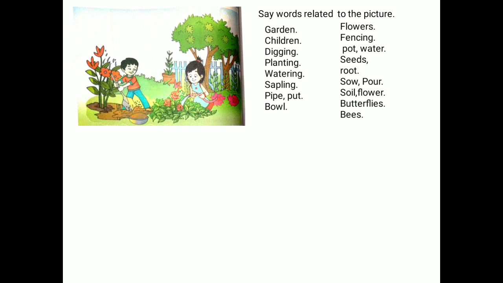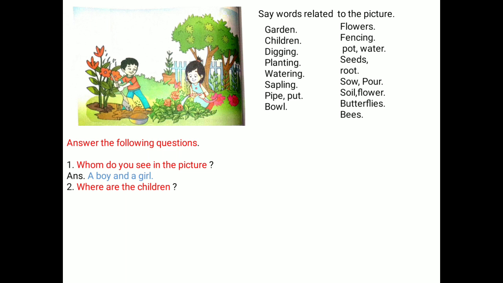Now you have to answer questions based on this picture. First question for you: Whom do you see in the picture? A boy and girl. Very good. Next question: Where are the children? In the garden. Very good. Next question: What are they doing? Answer for you: digging, watering and planting.